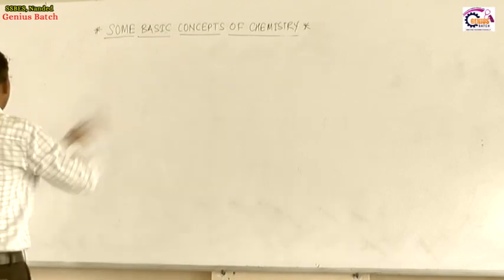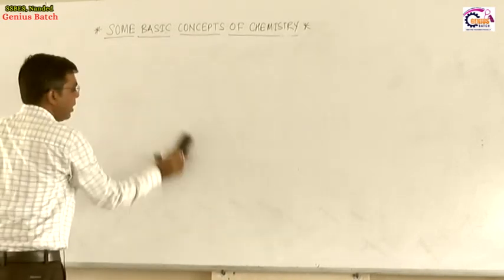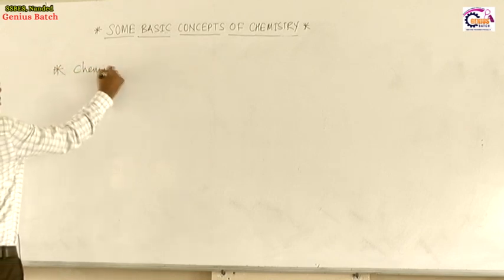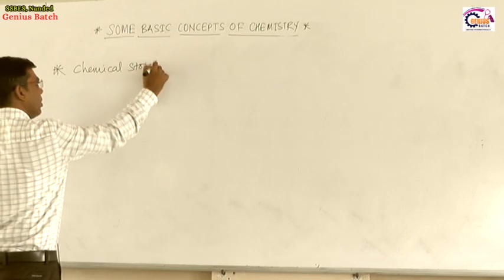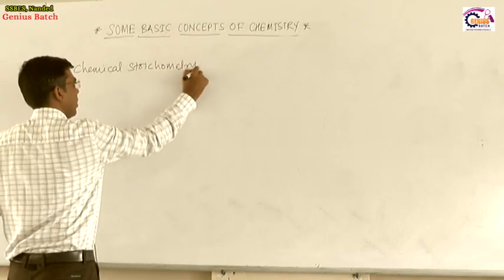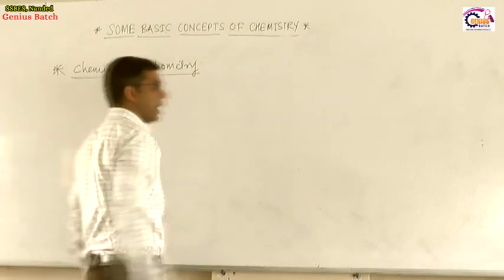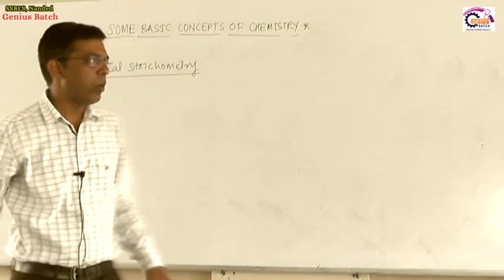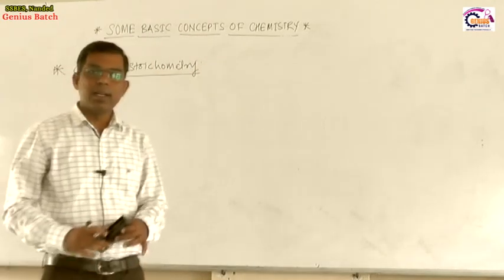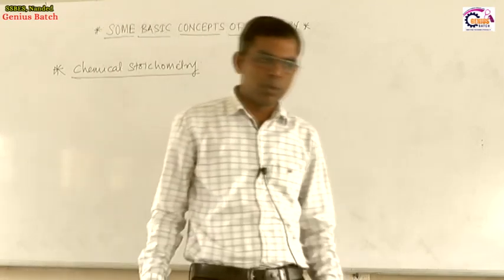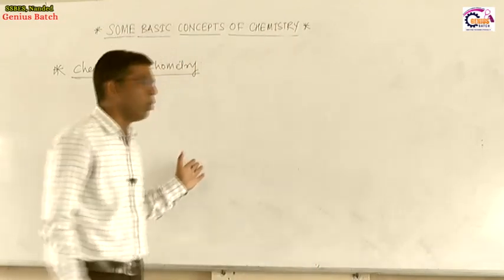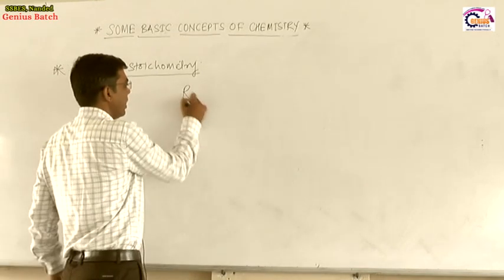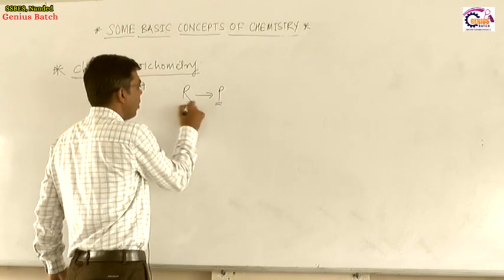Now next, after this empirical formula, let us discuss some definitions. One is what is meant by chemical stoichiometry. We already know about chemical reactions. A chemical reaction is the process in which breaking of old bonds and formation of new bonds takes place. The process in which reactants are converted into the product.